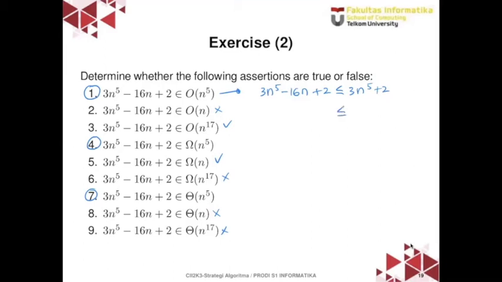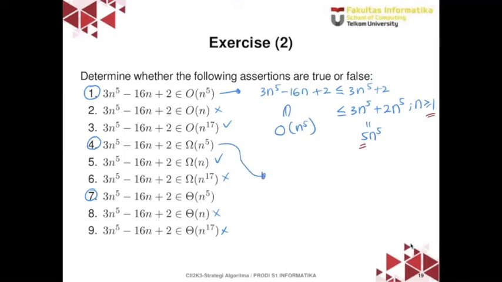So it is less than or equal to 3n^5 + 2n^5, and it works for n at least 1. And then it is equal to 5n^5, so we already have n0 and also c, so we can conclude that it is in big O of n^5.